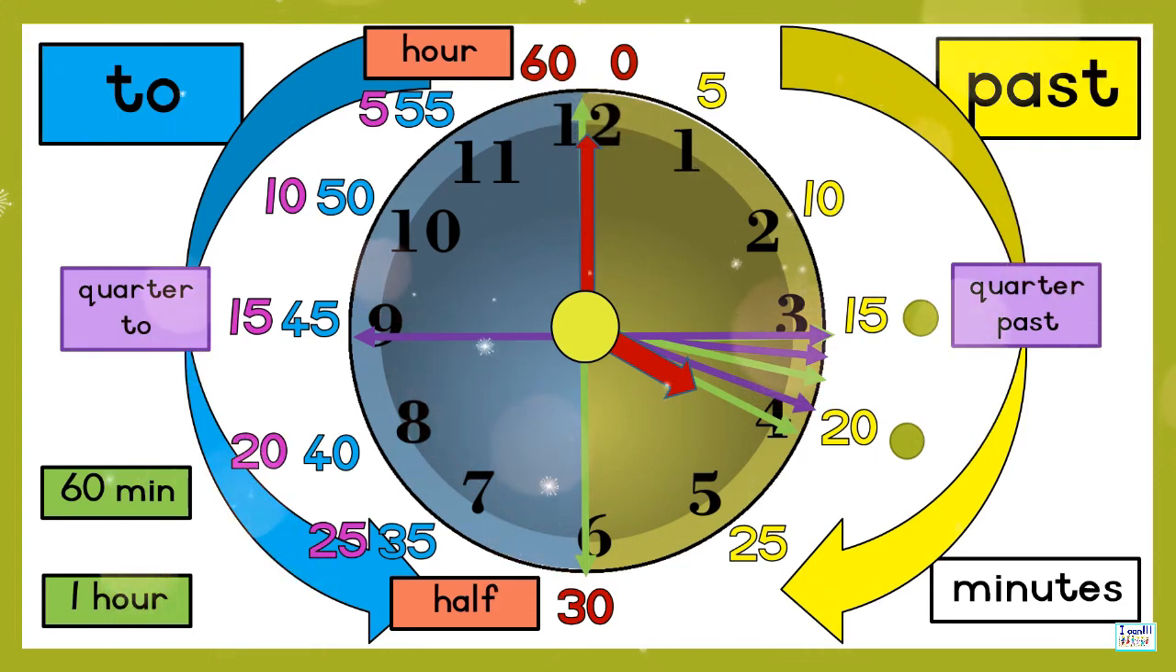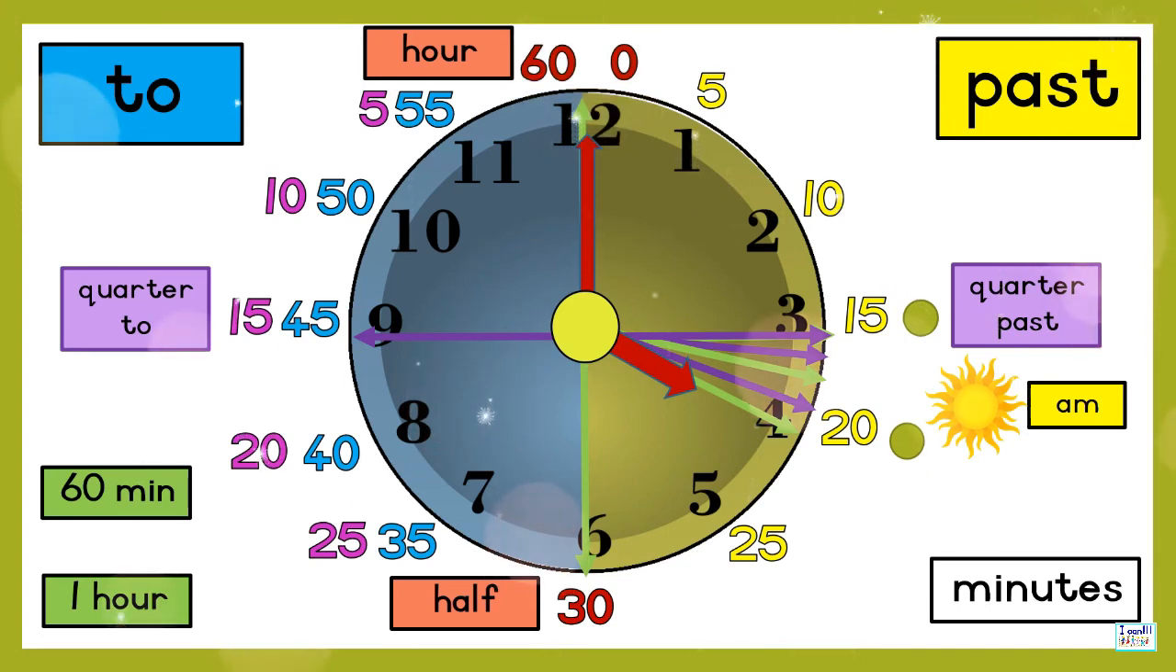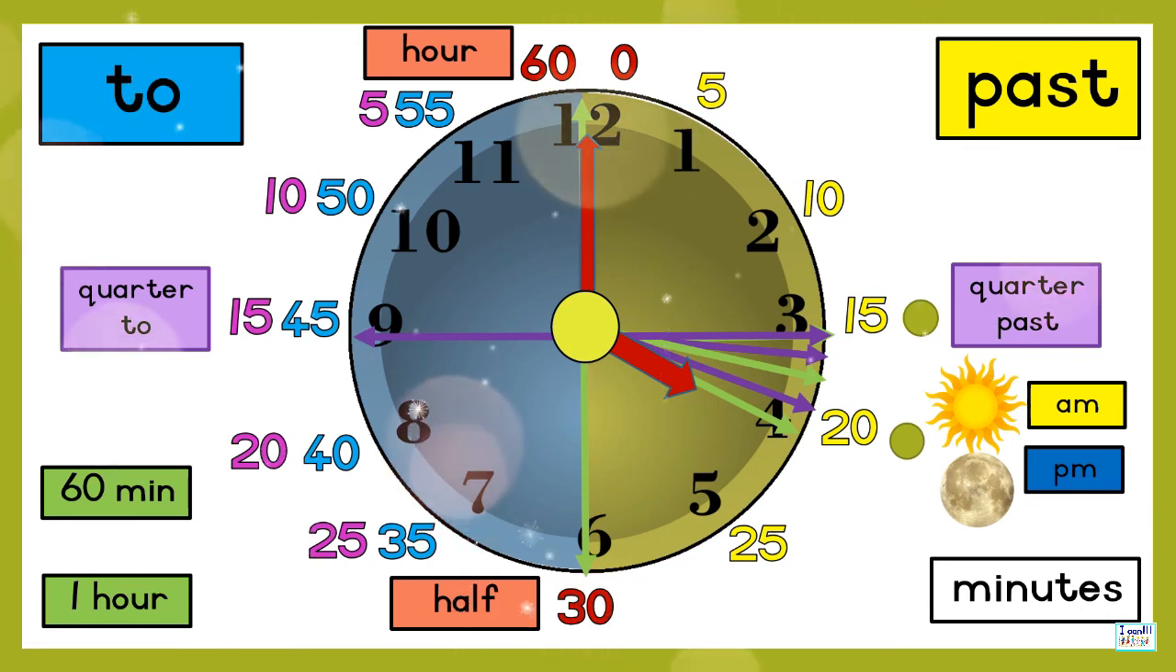I hope you understand it a little bit more. To understand AM and PM, it is very easy. Up until 12 o'clock midday, it is AM, and you work it out in exactly the same way. Starting again at 12 o'clock midday, it is PM, past midday.